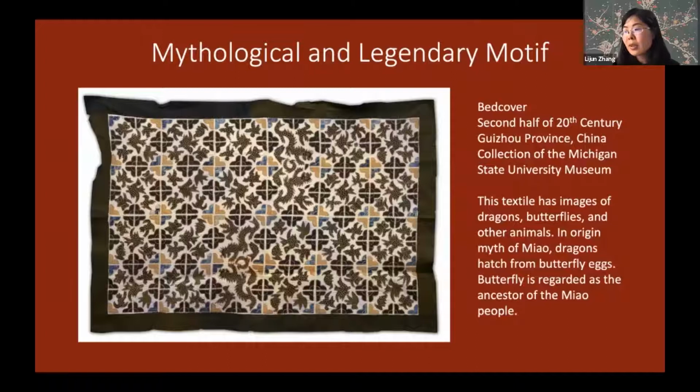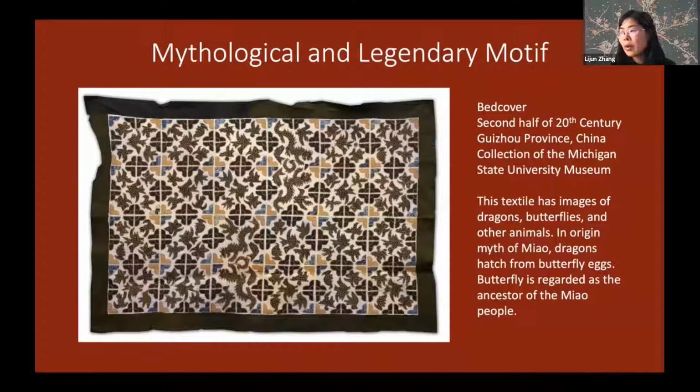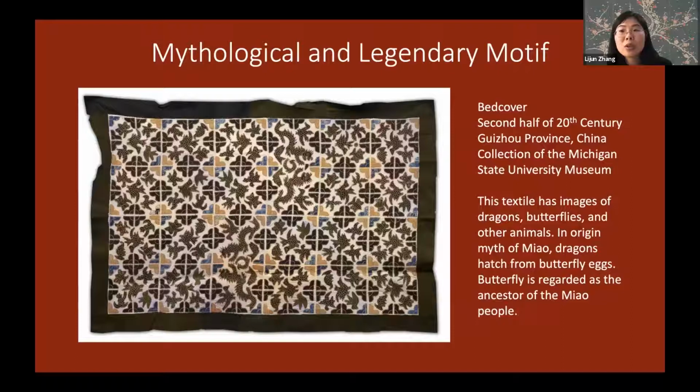Some designs are related to folk narratives, such as mythology, legend, and folktale. This textile has images of dragon and butterflies and some other animals. So in the origin myth of the Miao people, dragon hatch from the butterfly eggs. So butterfly is regarded as the ancestor of the Miao people. Other mythological and legendary motif includes the phoenix and qilin. Qilin is not a real animal. It's a legendary or mythological animal that looks like a lion. And other mystical figures.